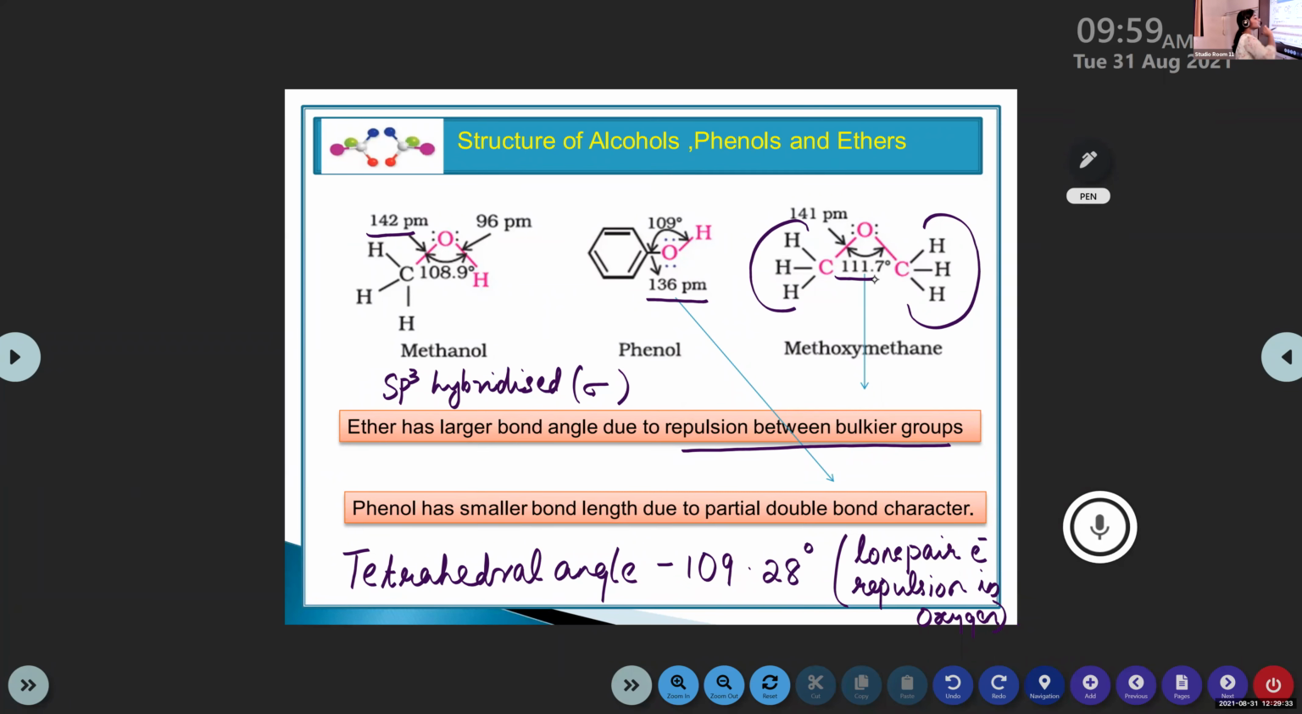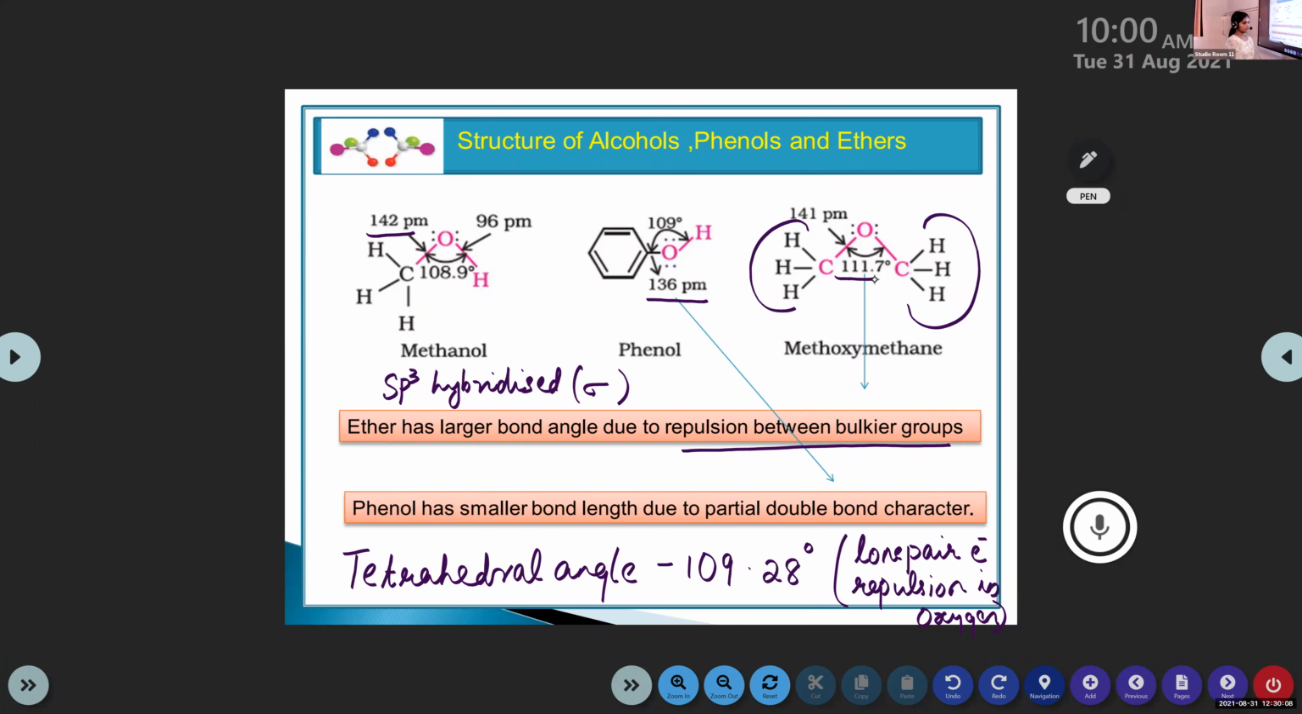Yeah, there, due to electron repulsion, right? Here, due to the presence of bulkier groups, the bond angle will be widened. But in methanol the electron repulsion is there, that's why the bond angle is shortened. If two bulkier groups are present, the bond angle is widened. That's why here the bond angle is greater than the tetrahedral angle. In methanol it's due to the repulsion between the electrons. Clear, Achyut?